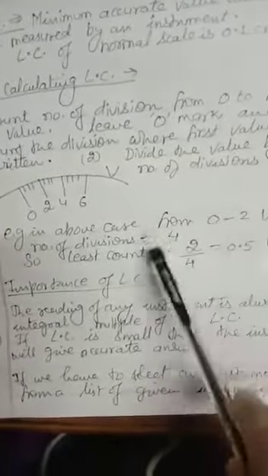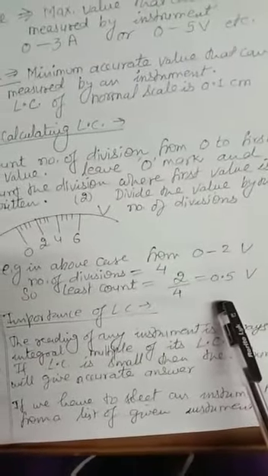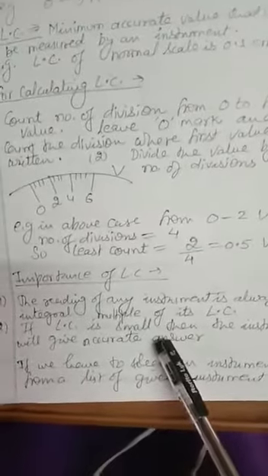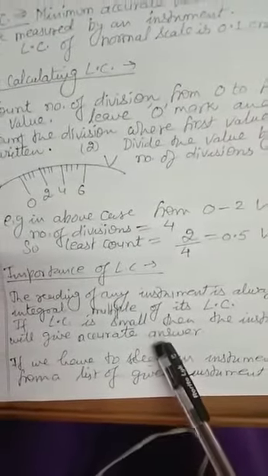Now, the importance of least count: whenever we read the instrument, it will be 2 divisions or 8 divisions or 10 divisions, so it is always a multiple of the least count, because the value of one division is the least count. So the reading of any instrument is always an integral multiple of its least count. Secondly, if the least count is till the second decimal place, we have to give the answer till that many decimal places. And if the least count is smaller, the instrument is more accurate.